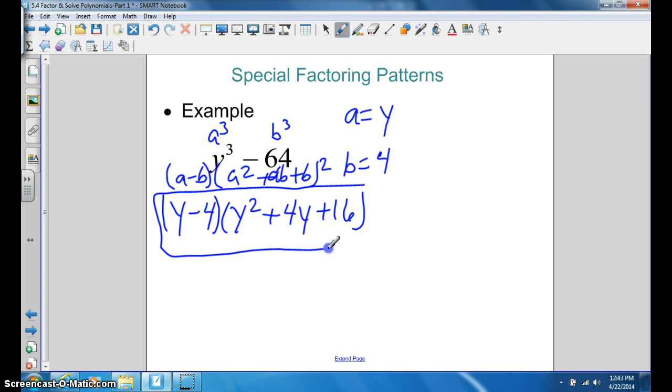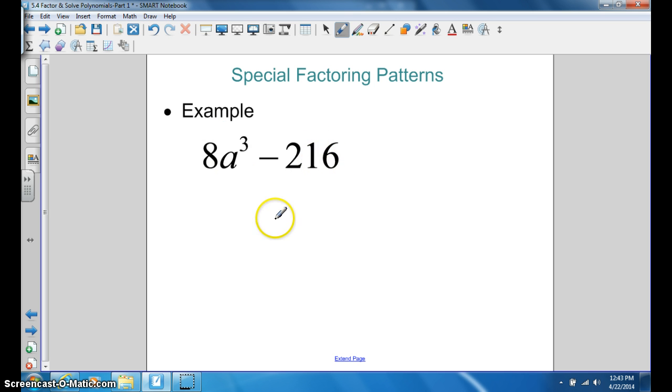And once again, if you try to factor this trinomial here, it will not factor. So once again, you do not have to factor, because the trinomials will never factor when we are doing the sum and difference of cubes.